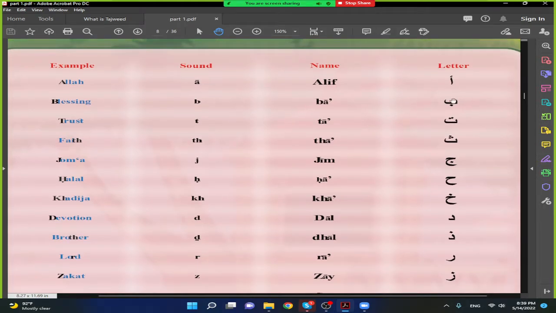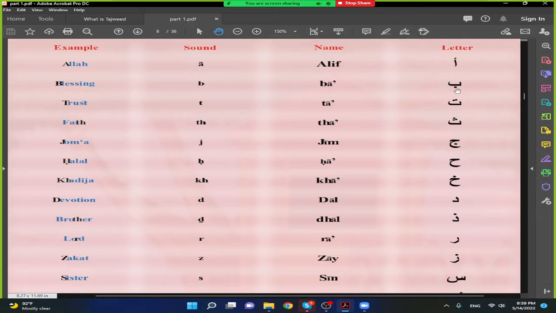Now the next one is Ba. What is the sound for Ba? B. And the example word for Ba is blessing. Or you can say in Arabic, Baraka. Like Baraka.